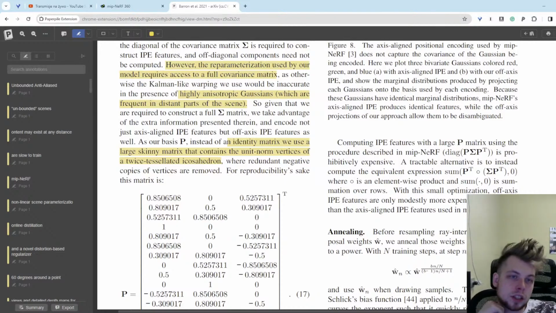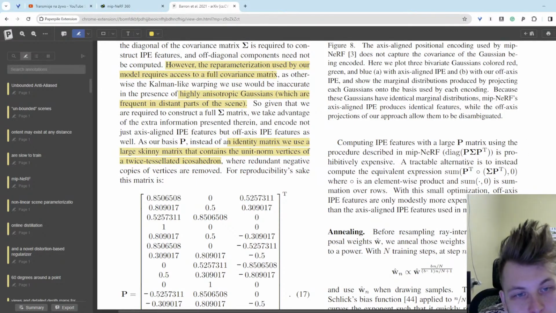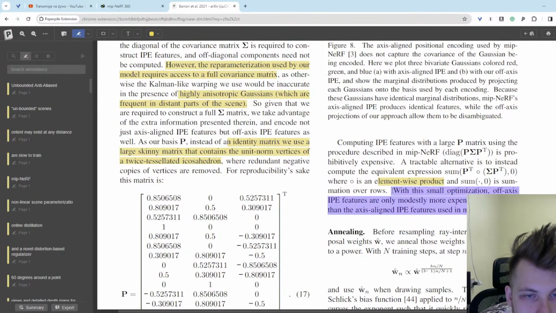Computing IPE features with a large P matrix using the procedure described in NeRF, diag(P Sigma P^T), is prohibitively expensive. A tractable alternative is to instead compute the equivalent expression sum(P^T · (Sigma P^T)), where · is an element-wise product. Okay, it's not dot product, it's element-wise product, and sum is summation over rows. With this small optimization, off-axis IPE features are only modestly more expensive to compute than the axis-aligned IPE features used in Mip-NeRF. Okay, that's cool. Linear algebra for you.